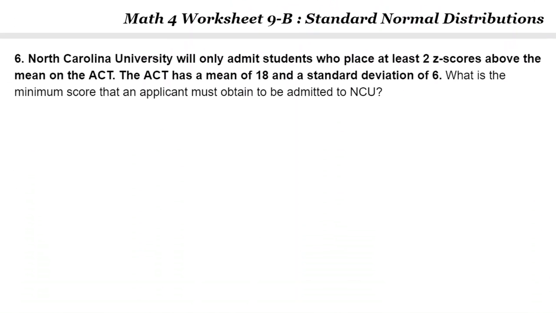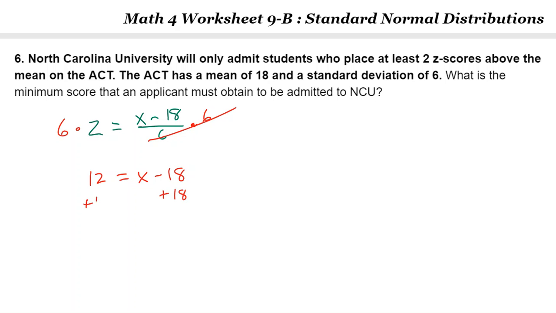Now, this one we need 2 z-scores above the mean. So our z-score is positive 2. We don't know what that raw score is going to be, but it has a mean of 18 and a deviation of 6. Now, if I multiply both sides by 6, I get 12 equals x minus 18, which means that 30 is my raw score here.